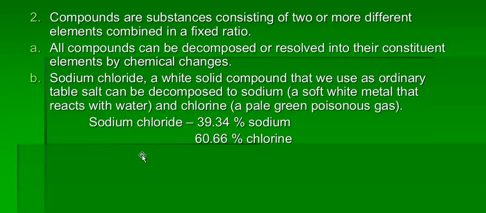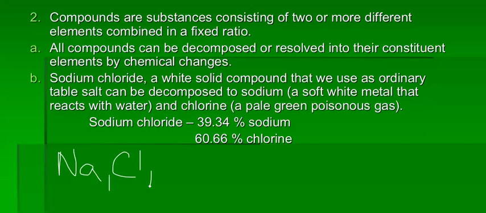Compounds are the second type of substance. Compounds consist of two or more elements combined in a fixed ratio. For example, sodium chloride. The fixed ratio is 1 sodium to 1 chloride. That fixed ratio is a whole number ratio: 1 to 1, 1 to 2, 1 to 3.